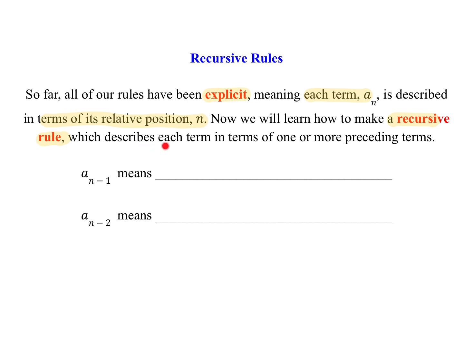And a recursive rule describes each term in terms of one or more previous or preceding terms. So, for example, we might notice a pattern that you take the term before and you add 5. We can actually write it recursively that way with a symbol like this, a sub n minus 1. So a sub n means the nth term, so a sub n minus 1 means one term before. And if you see a statement like a sub n minus 2, it means 2 terms before.